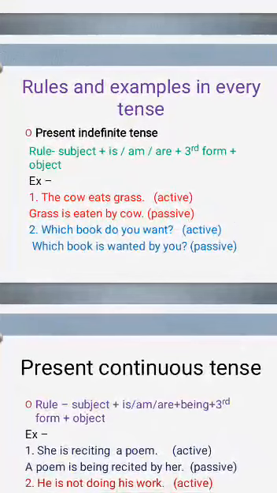Dear students, now I am going to explain every tense in passive voice. So first of all, there is present indefinite tense. In this tense, the rule is subject plus is/am plus third form plus object. For example, the cow eats grass. This sentence is in active voice, and when we change into passive voice, we will write grass is eaten by cow.